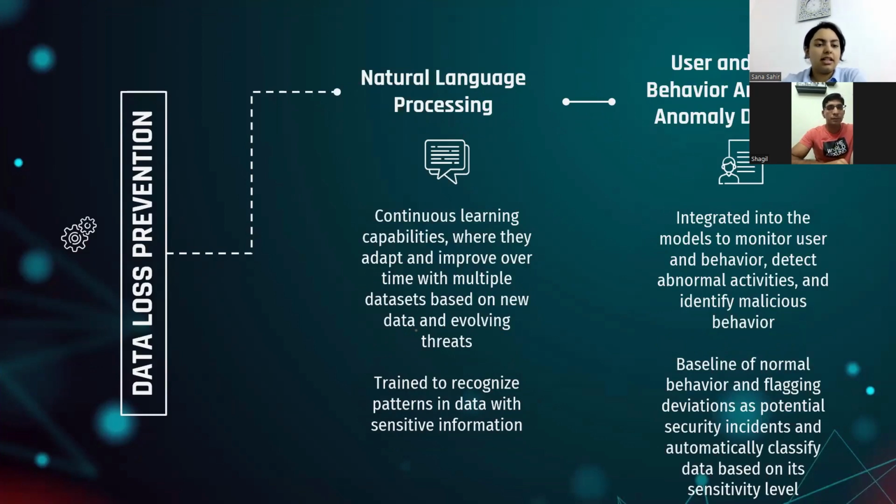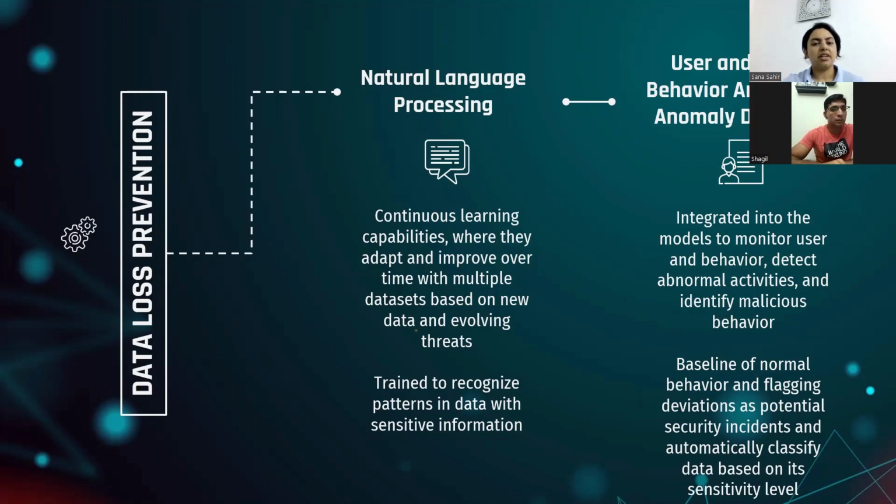Finally, then it is data loss prevention. Like I said earlier, data loss prevention is actually not an old technique, a current technique, but that does not use AI methods. However, the latest DLP system that can be used, when I say DLP, I mean data loss prevention system, is using natural language processing and user and entity behavior analytics and anomaly detection. So NLP is used basically for a continuous learning capability.